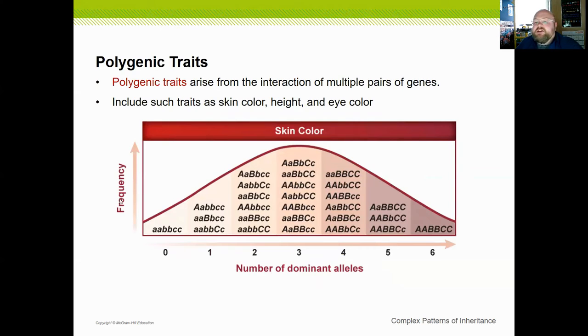Now, some traits are polygenic, and this arises from the interaction of multiple pairs of genes. Things like skin color, height, and eye color are polygenic. They're not simply one allele; it's actually many alleles. If you look at the shades of skin color, we all know there are so many different shades. It's because the combination is vast. There can be many different combinations, which is why there are many different skin colors. Same with eye color, different heights, all of those things.